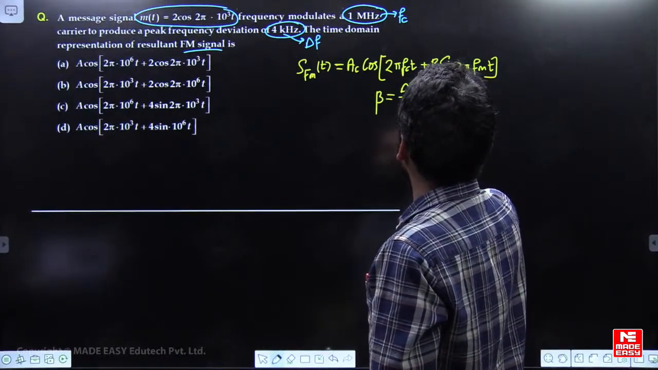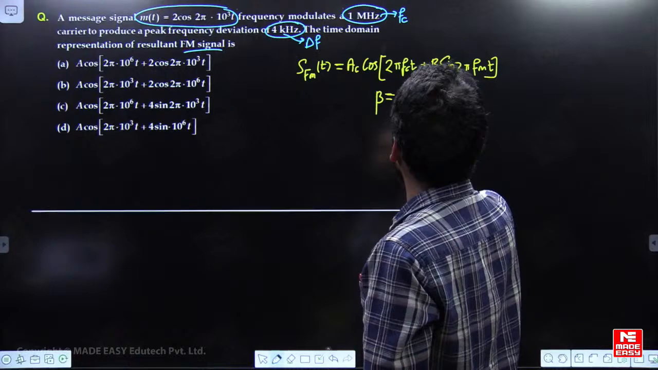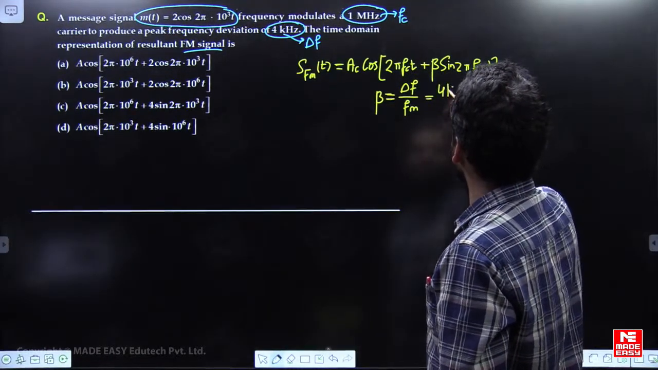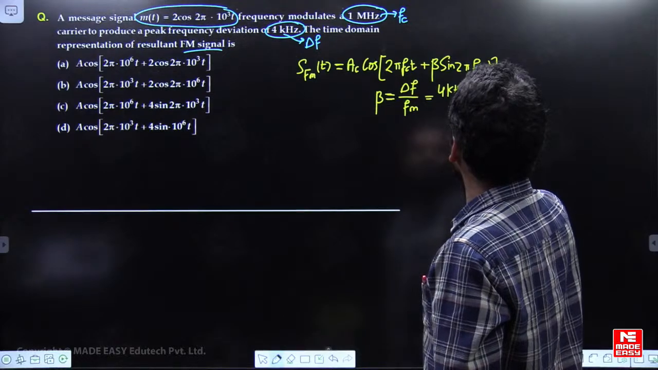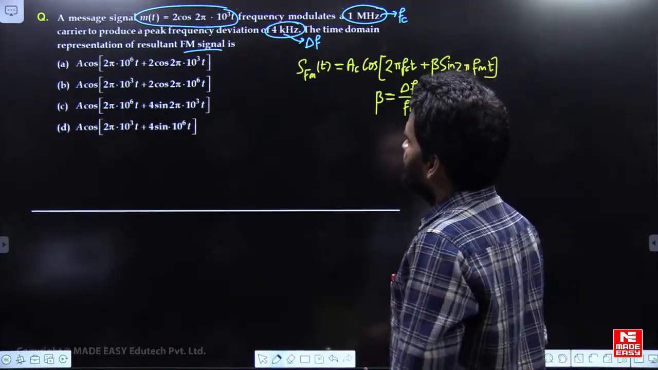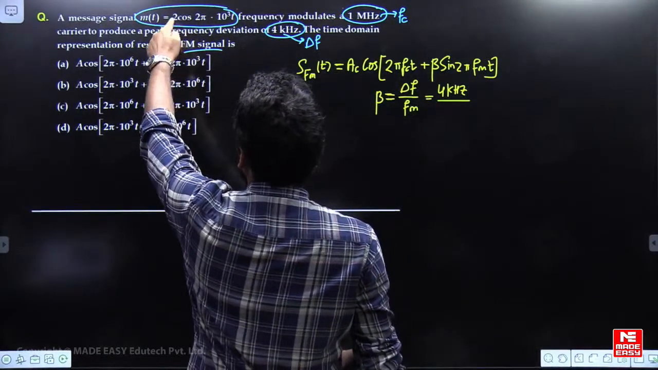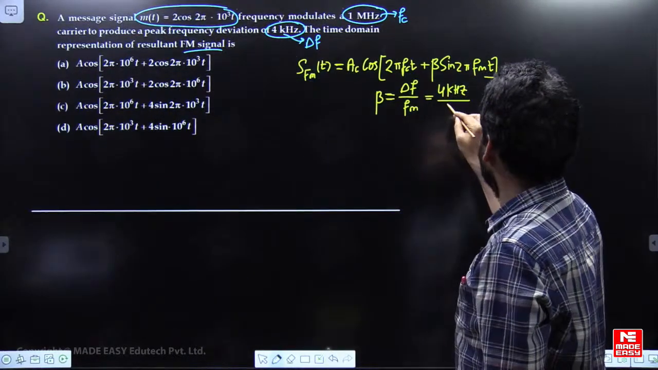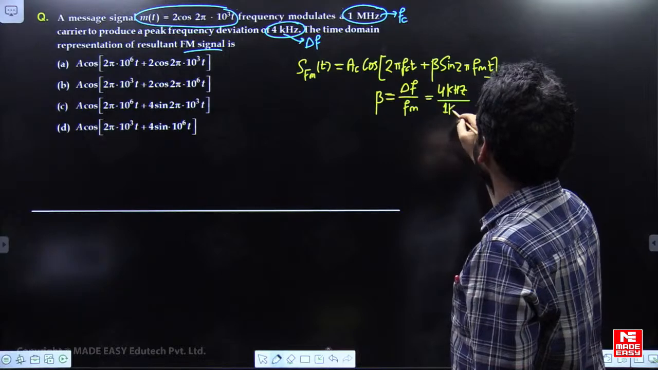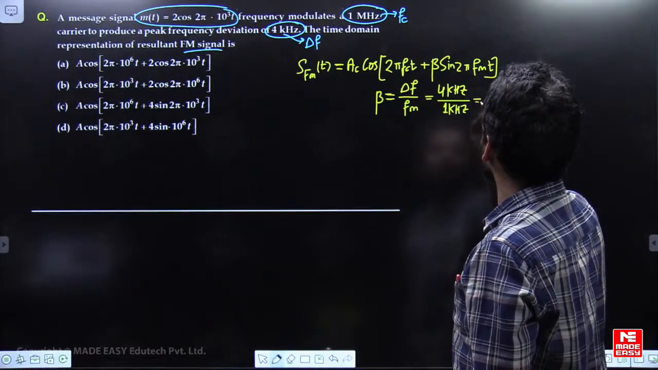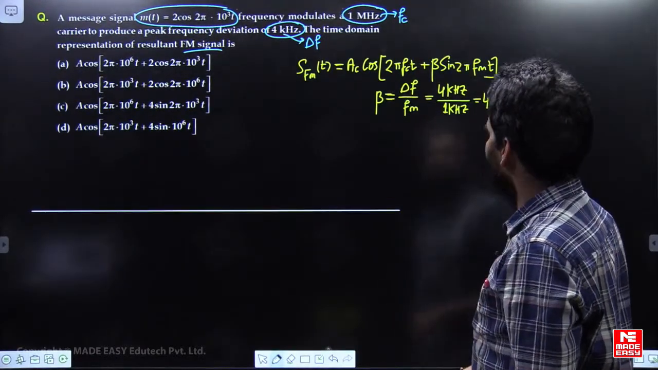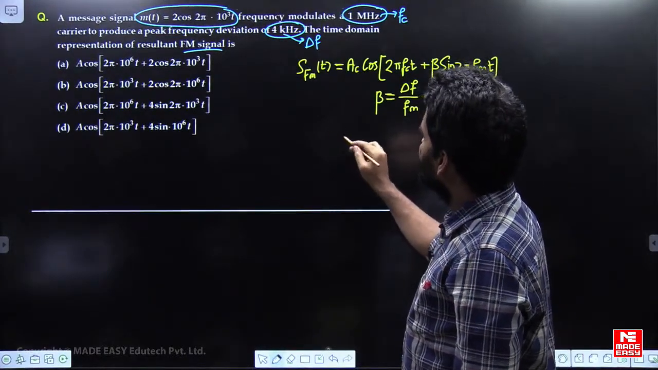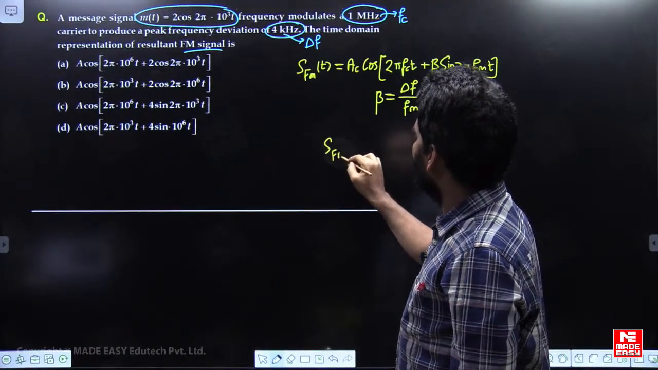Then beta. Beta is delta f by fm. Delta f is 4 kilohertz. Message frequency: if you compare message signal with A cos 2 pi fm t, fm is 10 power 3 hertz or 1 kilohertz I can say. So beta will be 4. So this will be the FM expression.